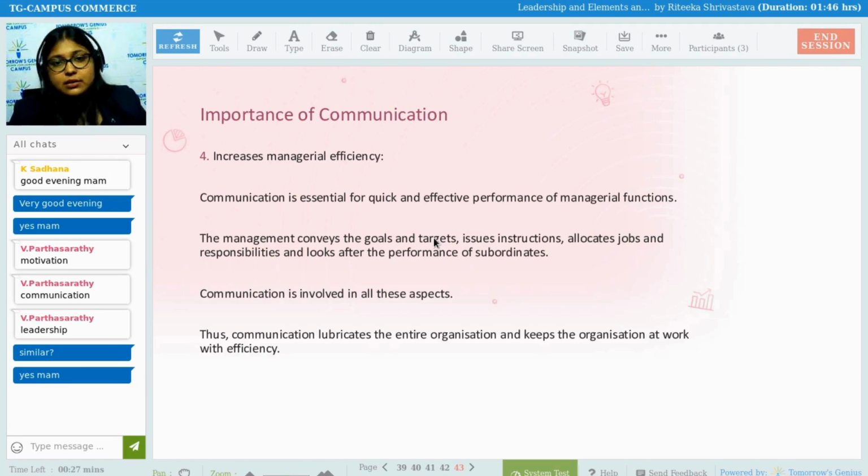Next, it says increases managerial efficiency. Communication is going to increase the efficiency of the manager. Read the points.